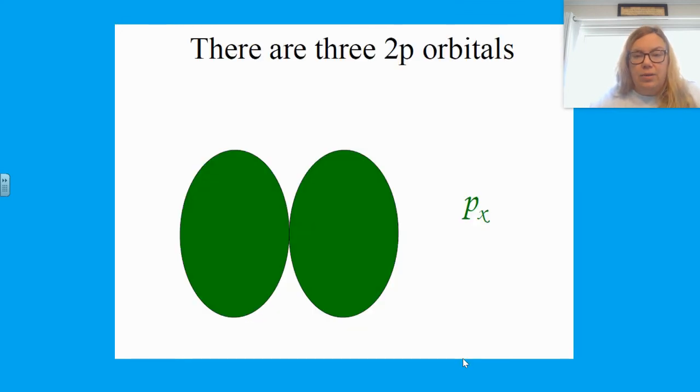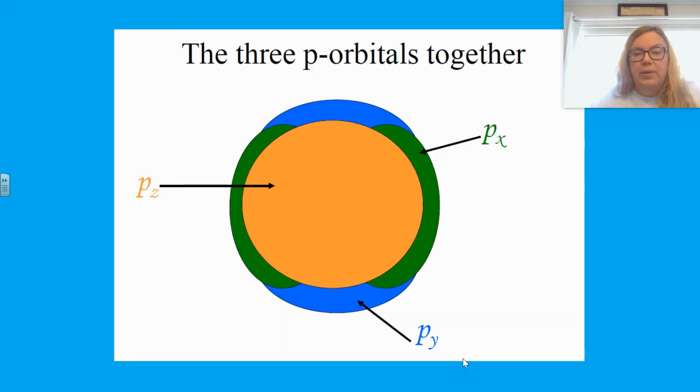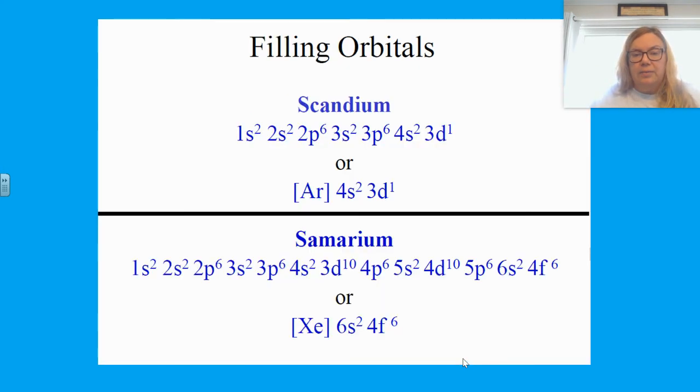These are p orbitals. So there's 3 of them. This is one p orbital along the x-axis. Here's another p orbital along the y-axis. And here's a third p orbital along the z-axis if you think of something coming out at you. So you have the 3 p orbitals together, and the chances of those being in there is about 90% as well.